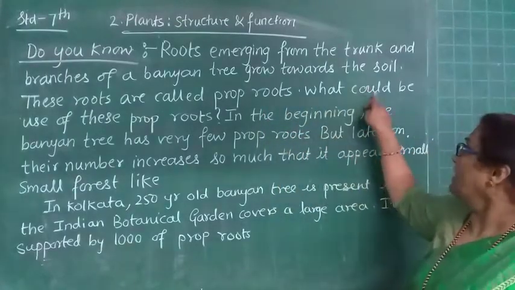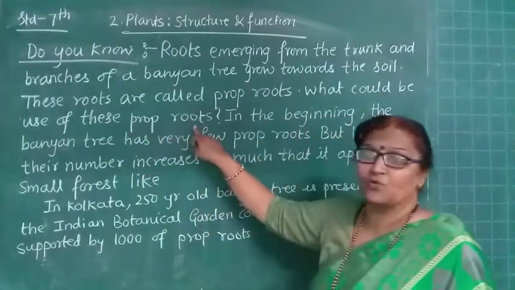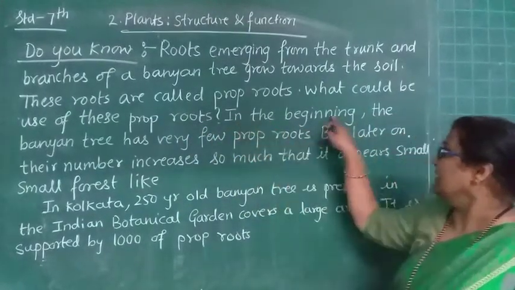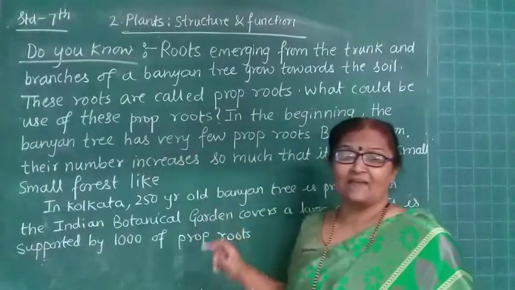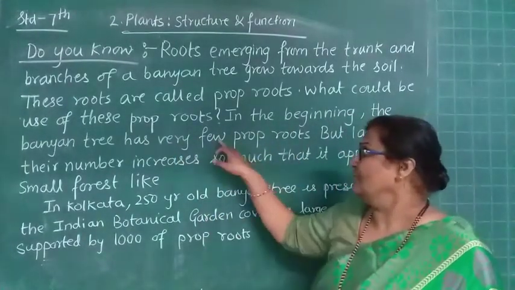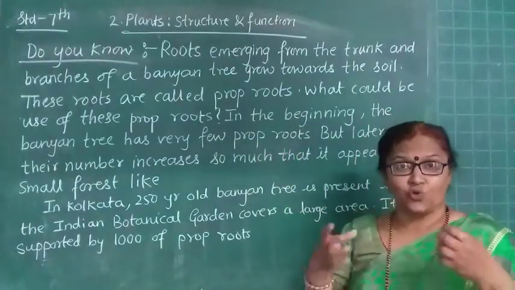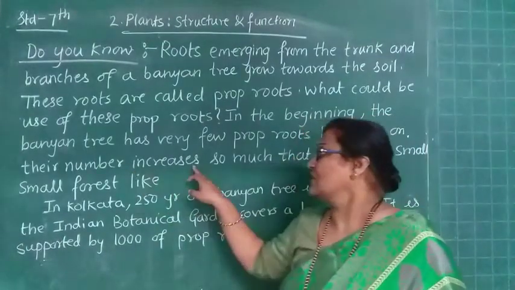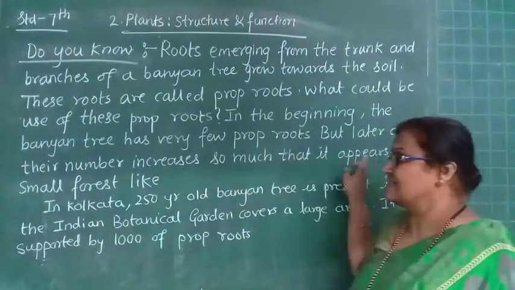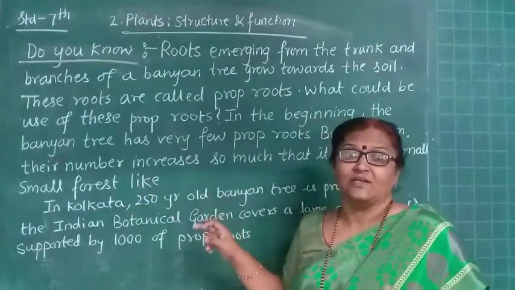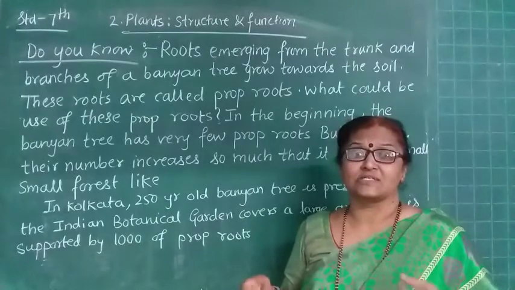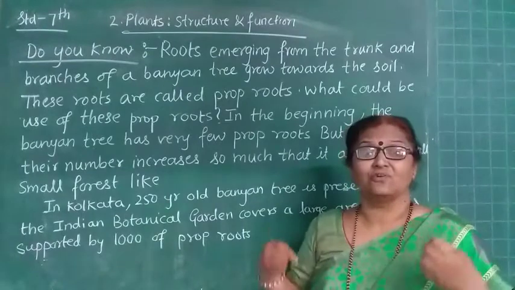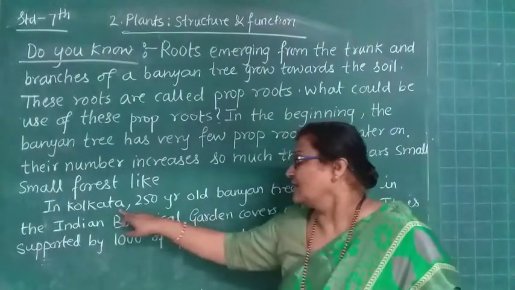Then see, what could be the use of these prop roots? Why are these prop roots there? In the beginning, these banyan trees have very few prop roots, but later as the tree grows bigger and bigger, it will have more prop roots, and the number increases so much that it appears like a forest. If the number of prop roots of a particular tree has increased, then it appears like a small forest.